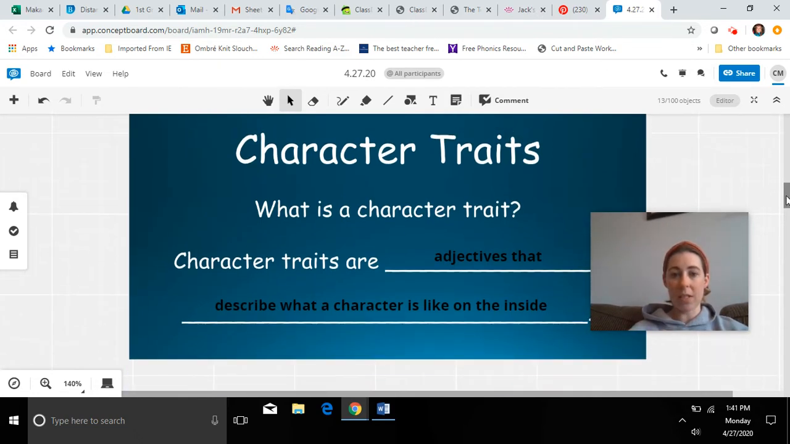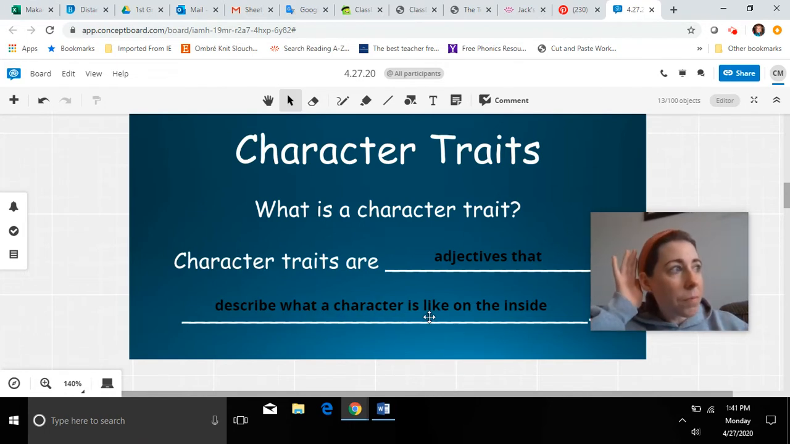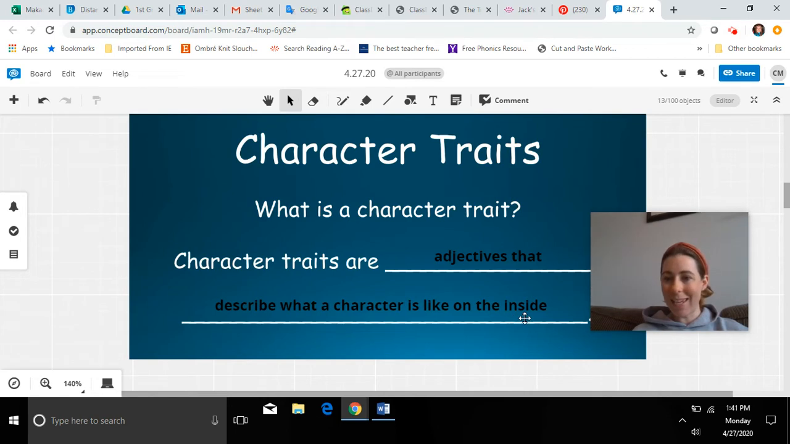Okay, so let's practice that one more time. What is a character trait? I say, you say. Character traits are adjectives that describe what a character is like on the inside. Okay? So it's not something that you can see, it's how they are on the inside. Let's take a look at some more examples.